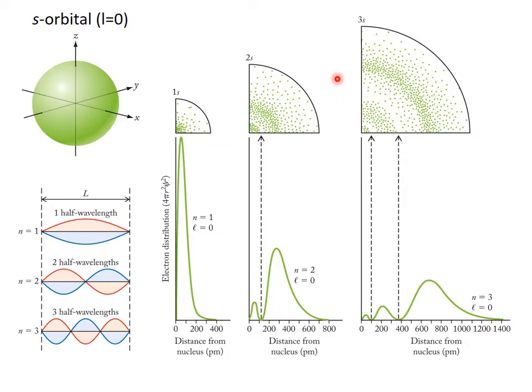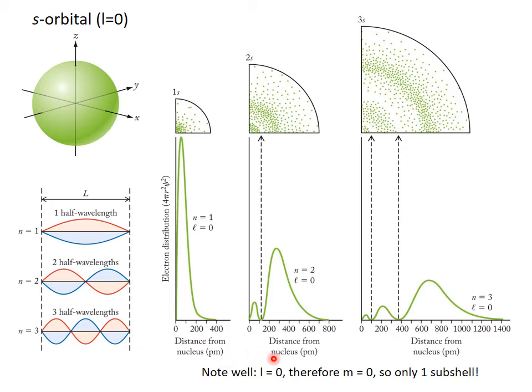Now these still are spherical shaped, it's just that inside the higher energy level s orbitals have these bands of no electron density and higher electron density. The other important thing to note is that as you go up in n energy level, 1 to 2 to 3, the orbitals themselves get larger and the electrons move farther away from the nucleus.